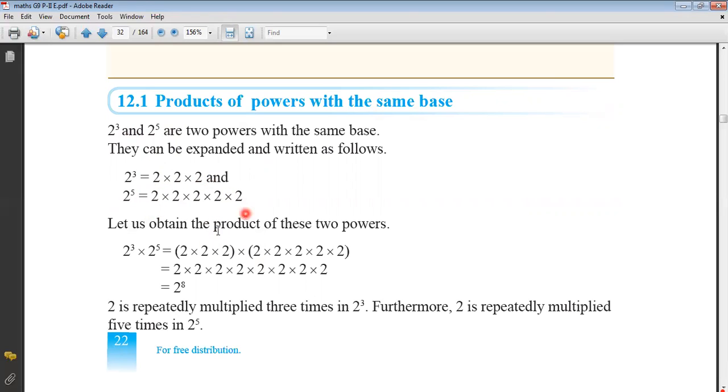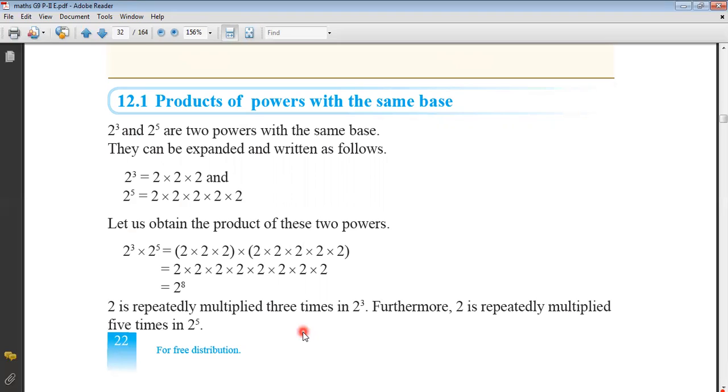Let us obtain the product of two powers. Now, third power of 2 multiplied by fifth power of 2, what should you do? You can write it in expanded form like this. The 2 you can write 3 times. Then the 2 you can write 5 times. What you should do, you have to add all together. Then it is 8th power of 2. So instead of writing in the expanded form, you can just add it. If the base is the same, then you can just add 3 plus 5, 8.